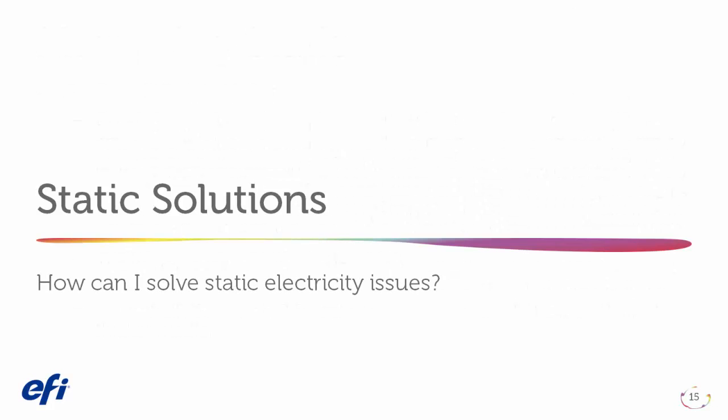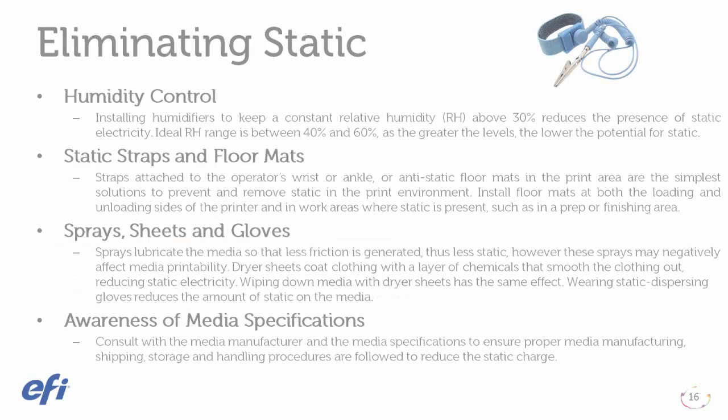Static solutions. How can I solve static electricity issues? Eliminating static. Humidity control. Installing humidifiers to keep a constant relative humidity above 30% reduces the presence of static electricity. Ideal relative humidity range is between 40 and 60%, as the greater the levels, the lower the potential for static.